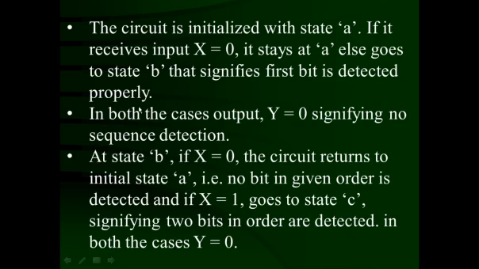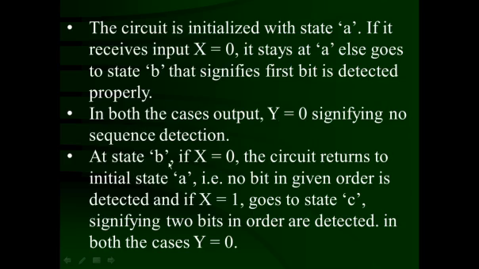This is all explanation related with the Mealy model. The circuit is initialized with the state A. If it receives input x equal to 0, it stays at the state A, else it will go to the state B if x is 1. That signifies the first bit is detected properly. In both cases, output Y is 0, signifying no sequence is detected.